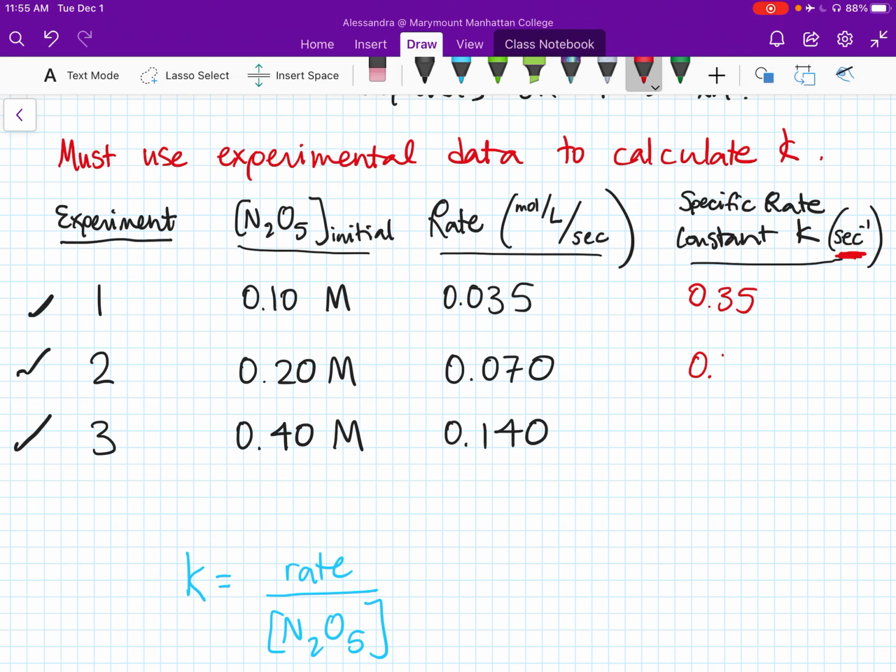0.07 divided by 0.2 is also 0.35. And 0.14 divided by 0.4 is also 0.35. So you can see from this data set that k is constant. Now, of course, k is a specific rate constant, and k should be constant provided that all reactions are happening at the same temperature. Okay, so you have to use experimental data if you want to calculate k, and you can get it from the rate law as we showed in this example.